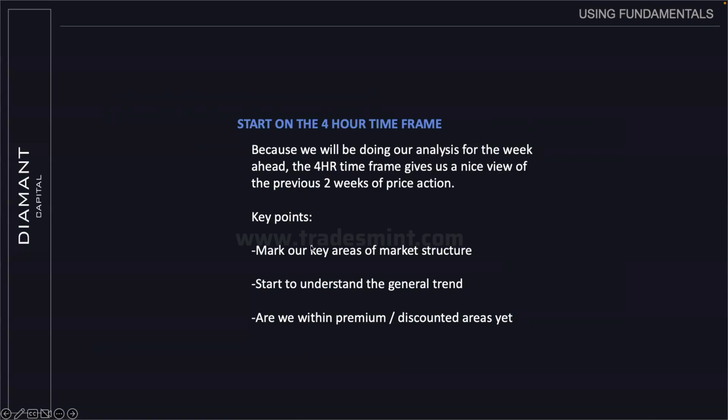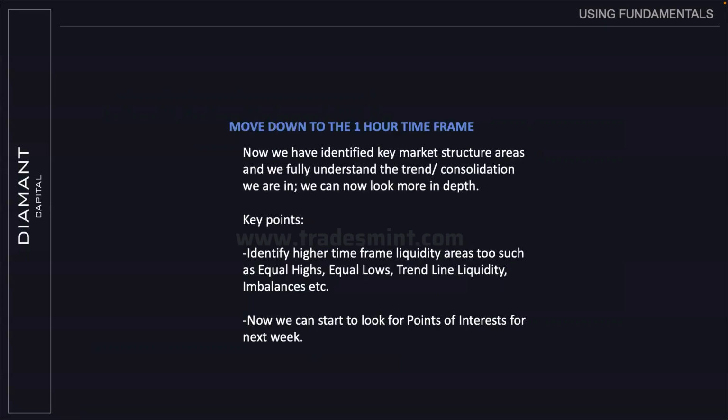The key points: mark out key areas of market structure. Market structure is meant to be done on the 4 hours, what I would say. Start to understand the general trend. And then, are we within premium or discounted areas? Like I said, on a technical basis, you really do want to be waiting for premium or discounted areas in terms of entries. Then step two, you move down to the 1-hour time frame.